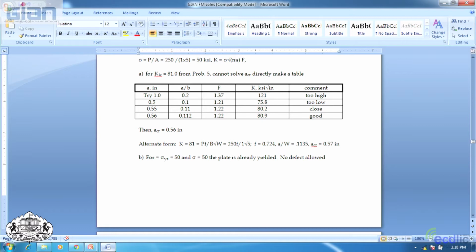Anyway, when I calculated the K for that, I got 121, but I wanted to have 81. So that's much too high. So I went back to a half inch, did the same analysis, got an F, and it was too low. And then I sort of came into it by trial and got 80.9, so that's close enough. Critical crack size is 0.56. So that's part 1. Now part 2.